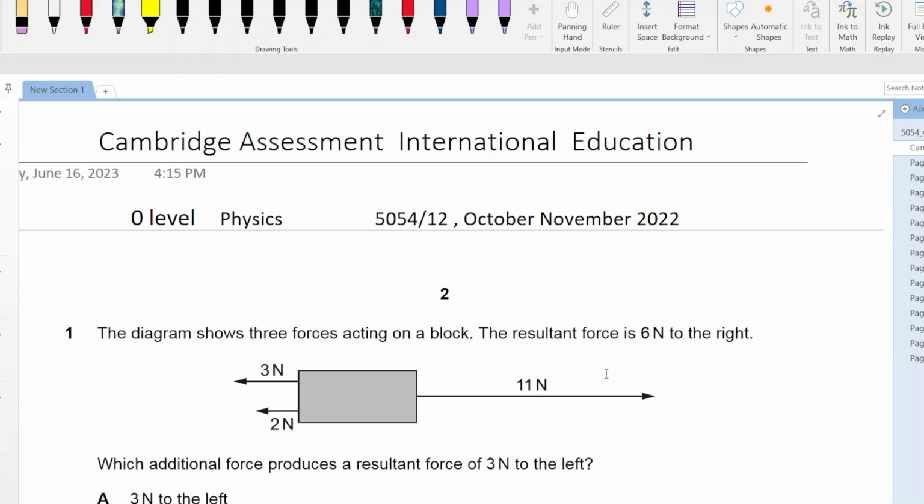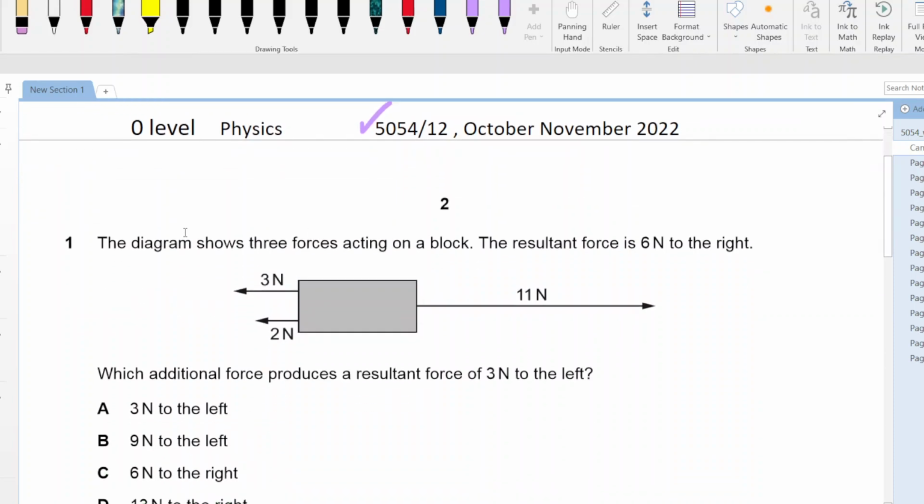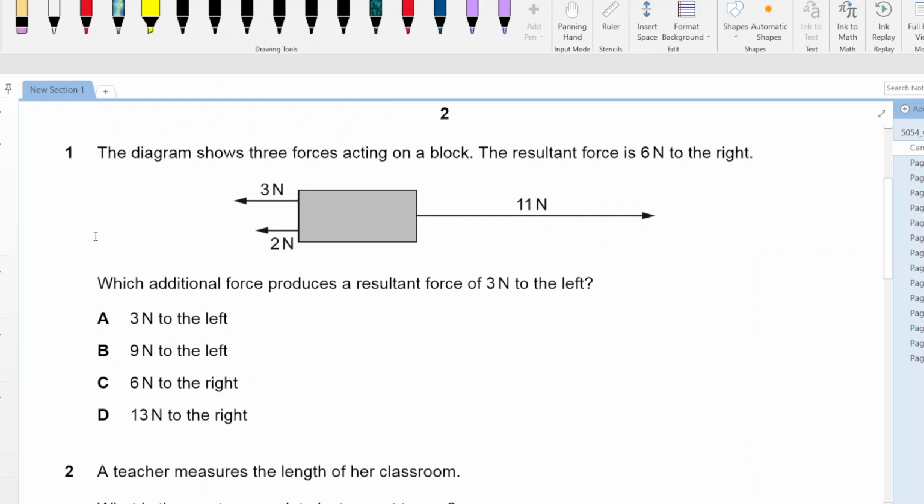Today I am solving Cambridge O-level physics paper code 5054 variant 12, October November 2022. This is from this examining body, and I am at question 1.